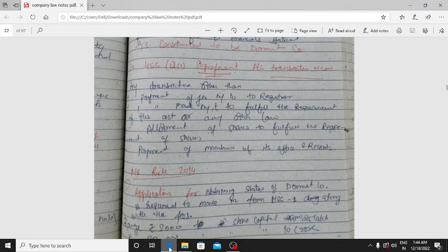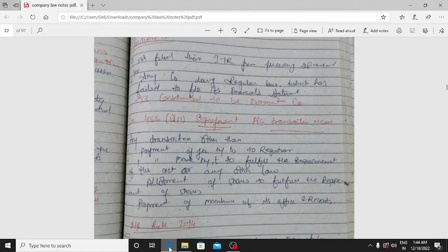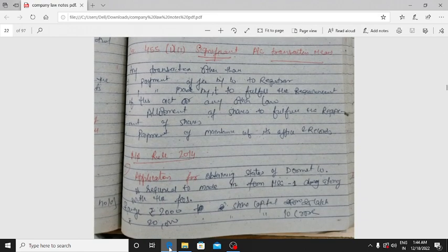As per Section 455 Subsection 1, a significant accounting transaction means any transaction other than a payment of fees to the registrar. So a significant accounting transaction is one which is not ROC fees, and is made in fulfillment of the requirements of this Act and other laws, allotment of shares or fulfillment of requirements of shares, and payment for maintenance of its office and records. So for a dormant company there are no ROC fees, no allotment of shares, and no payment of maintenance etc.